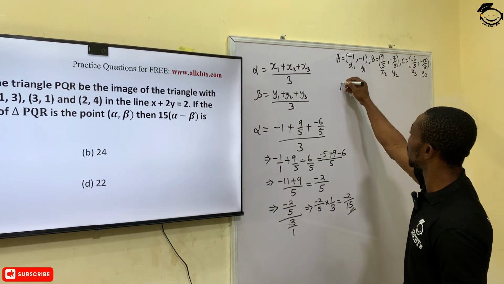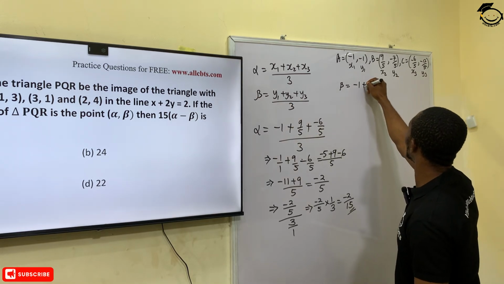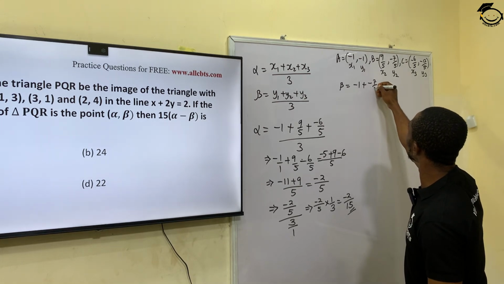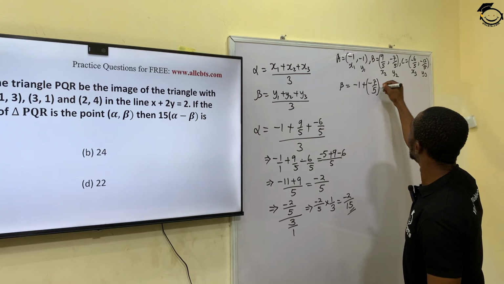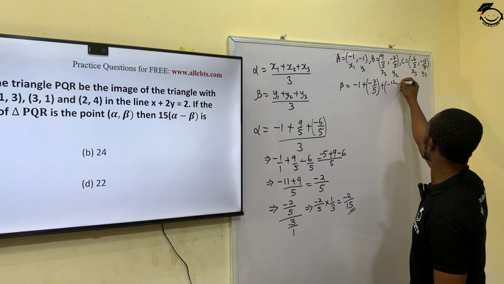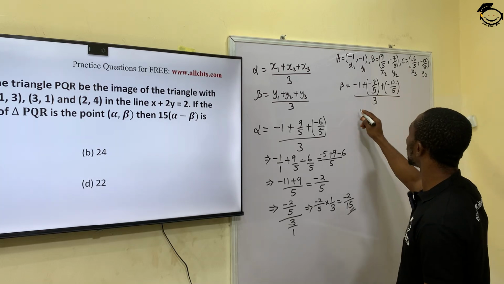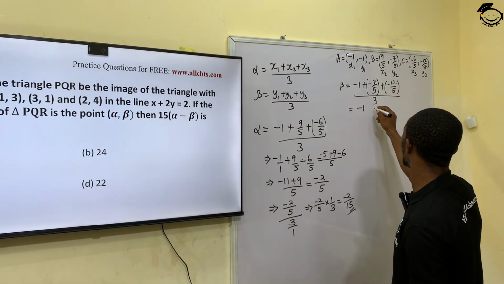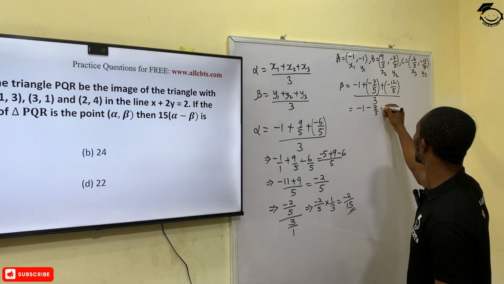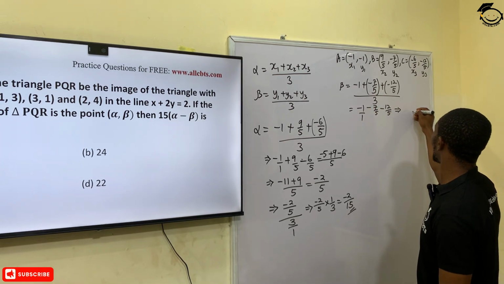Now for our beta, we'll have y1 is minus 1 plus y2 minus 7 over 5 and y3 is plus minus 12 over 5, all over 3. So from here, working on our numerator again, we have minus 1 minus 7 over 5 minus 12 over 5. Now, our LCM is 5.